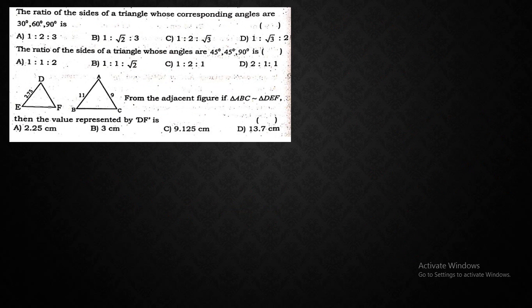Next, moving on to one more question. So the ratio of the sides of a triangle whose corresponding angles are 30, 60, 90. So already we know the formula. So a is to b is to c is equal to sin A is to sin B is to sin C. So you can make use of this formula, right? So sin 30 value is 1 by 2, sin 60 value is root 3 by 2, sin 90 value is 1. So when I multiply with 2, then what am I going to get? 1 is to root 3 is to 2. So answer is 1 is to root 3 is to 2.